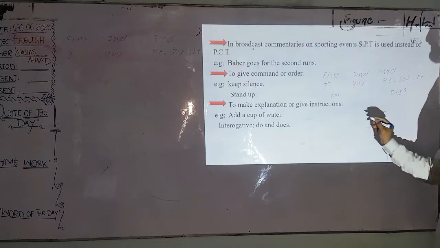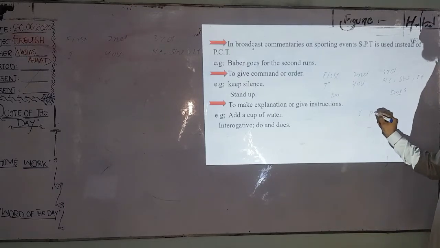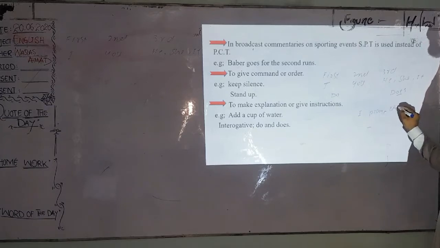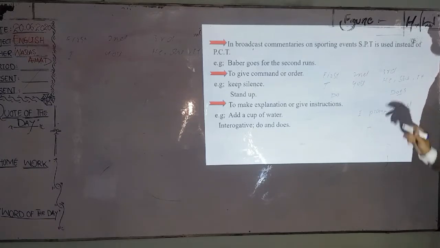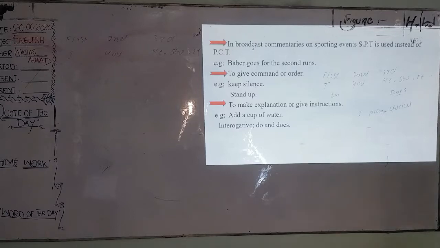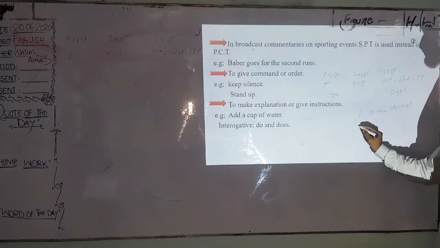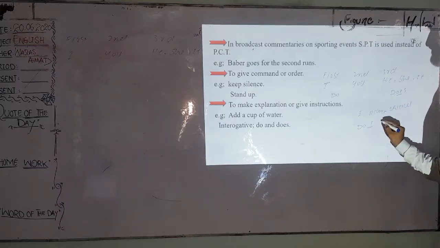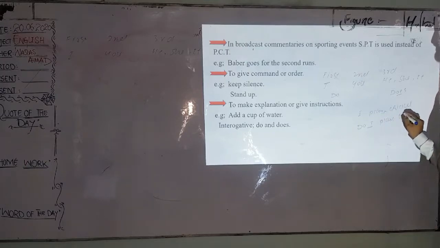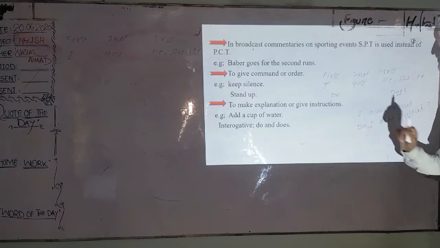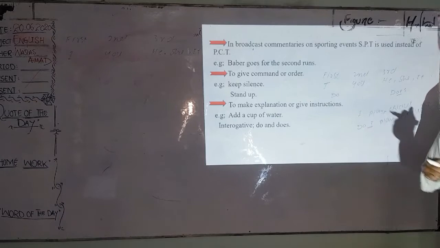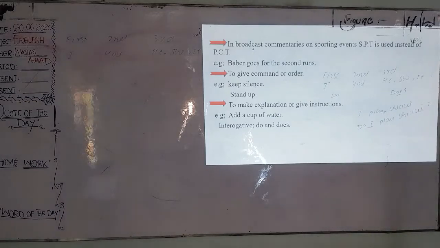For example, I play cricket. This is a positive sentence. If you want to make it interrogative, you will put do. Do I play cricket? This is the first person. With first person, we are using do.